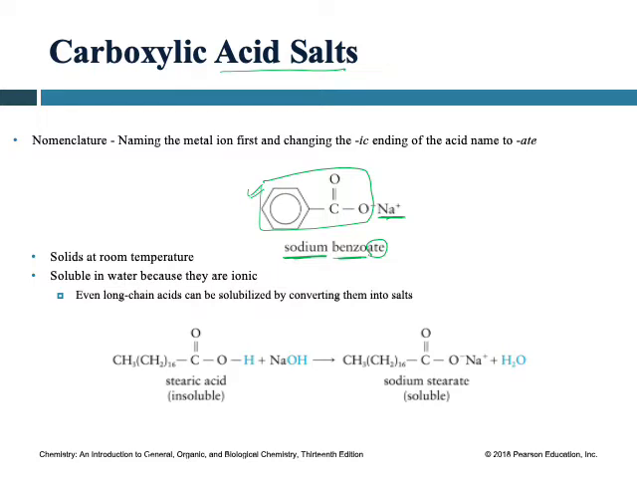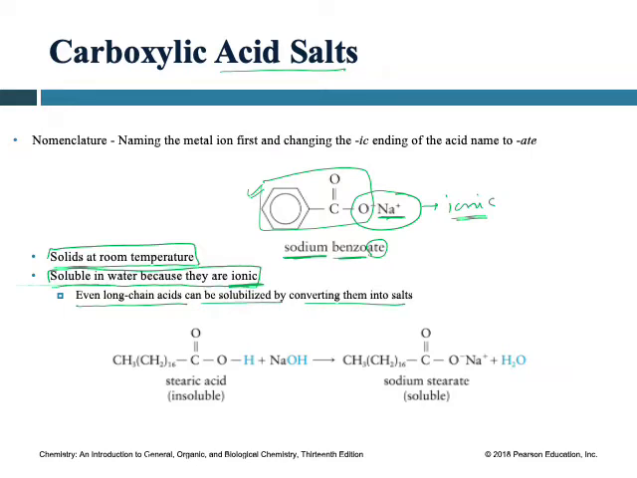Most of the salts are solid at room temperature, and if you are making a salt, it is always soluble in water because salts are ionic in nature. They are ionic compounds, right? So they are soluble because water is also polar, and polar mixes with polar molecules, right? The main important thing about making a salt is that even a longer chain acid can be solubilized by converting it into a salt. Let's take this example over here.